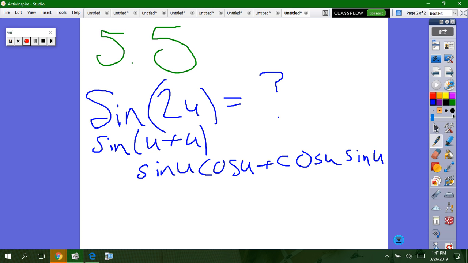So, what is another name for sine 2u? Notice that sine u, cosine u, sine u, cosine u. How many sine u, cosine u's do I have? 2. So it equals 2 sine u, cosine u. Notice I just gave you a formula to memorize. But could you find it without memorizing it? Yes, you can.